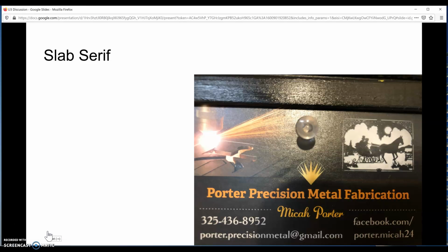So the slab serif, I was fortunate enough to find this one. They do metal fabrication, if you read the card. But you can definitely tell that this is the slab serif. It's all that one thickness, and it's very bold, and the serifs are just straight.